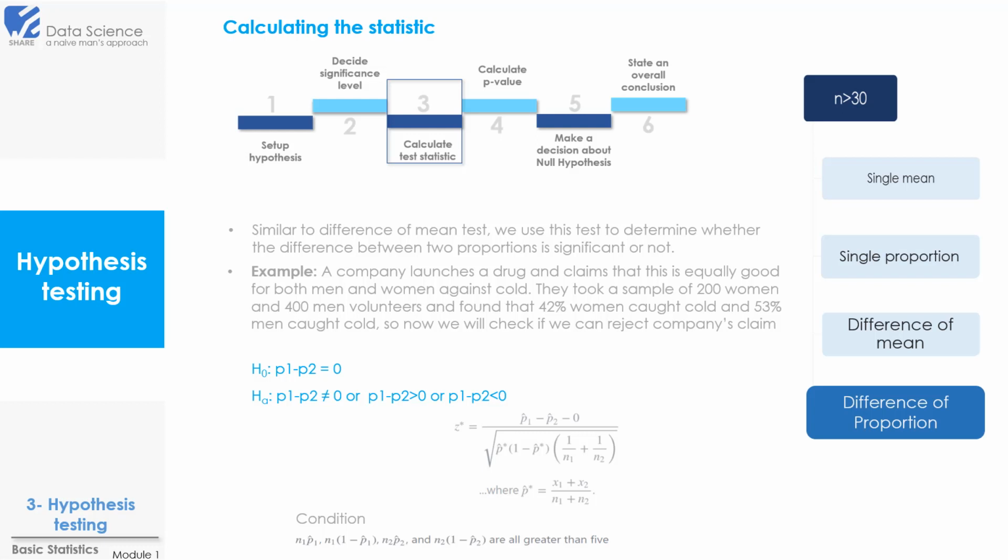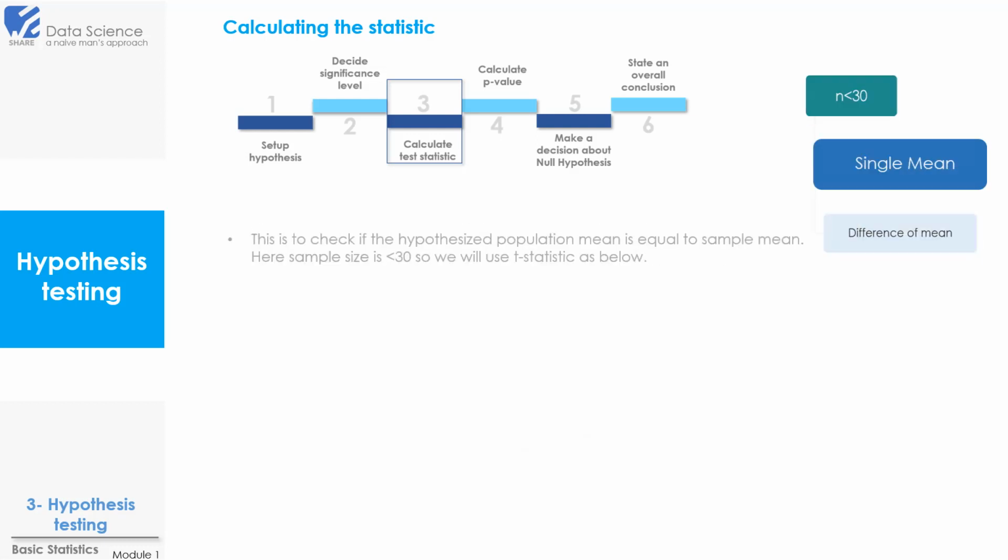Now let's move on to the next category of testing, that is when the sample size is less than 30. So in this category, our first test is for single mean. Now here the only difference from our previous single mean test is that the sample size is less than 30. Since the sample size is less than 30, here we will use the T statistic instead of Z.